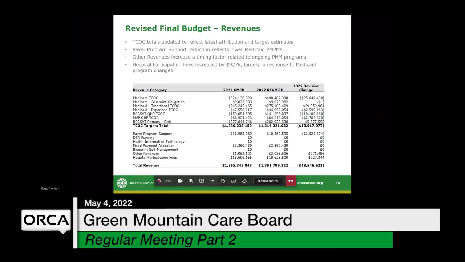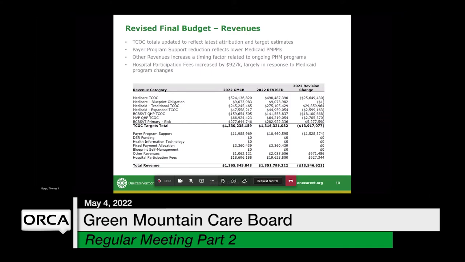Also note that they do remain estimates because many of the targets will be updated at the conclusion of the performance year. The lower section of the table references revenues that actually do come through OneCare and support our work. The payer program support row, you'll see a reduction of about $1.5 million. That's directly related to the reduced PMPM funding from Medicaid as a result of negotiations. The reduction was actually offset a little bit by increased attribution, so that helped soften the blow a little bit.